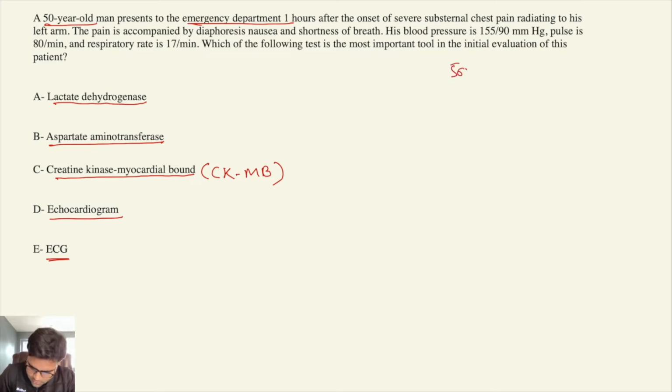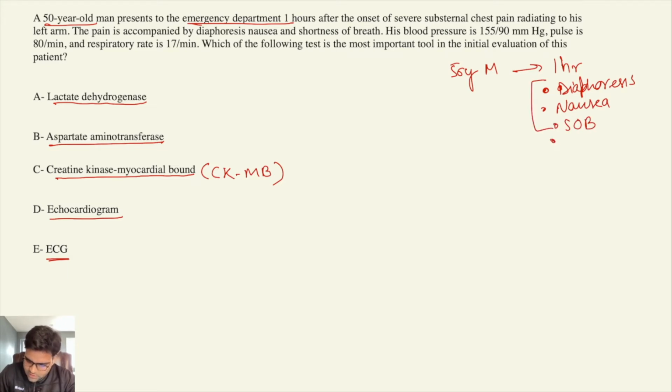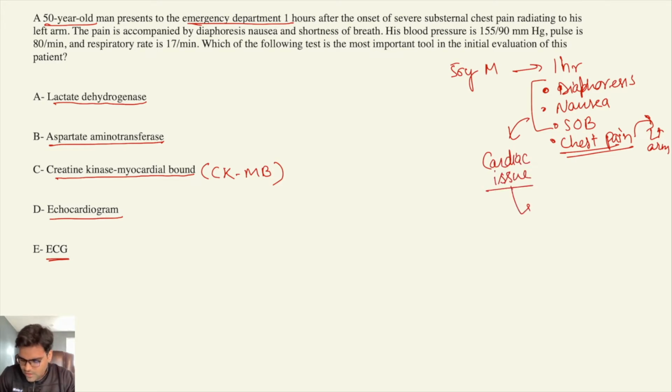So we have a 50-year-old male who presents to the emergency department 1 hour after the onset of diaphoresis, nausea, and shortness of breath. Okay, and he also has chest pain. So the chest pain is the main complaint, chest pain that is radiating to his left arm. Okay, so this is a very typical presentation of a cardiac issue, meaning myocardial infarction.